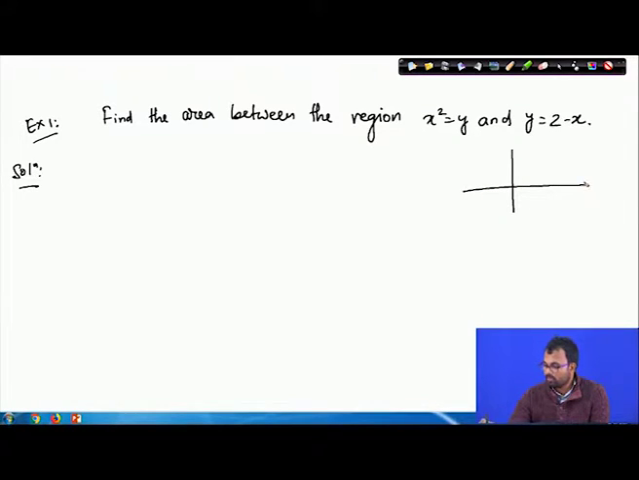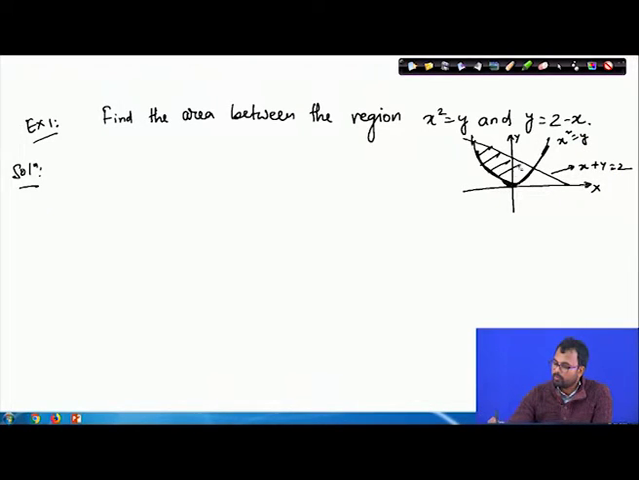So let us draw. So this is our x, this is our y. So we have x square equals y, so it should be something like this, a parabola passing through the origin, so it must touch the origin as well. All right, and then we have x plus y equals 2. So let us draw this line as well. So it must look something like this. So this is my line x plus y equals 2, and this is my parabola x square equals y. So this is the area bounded between them.